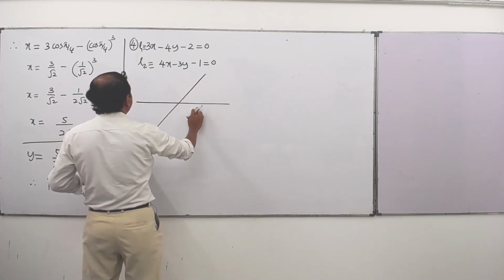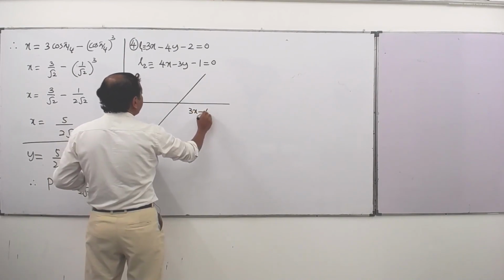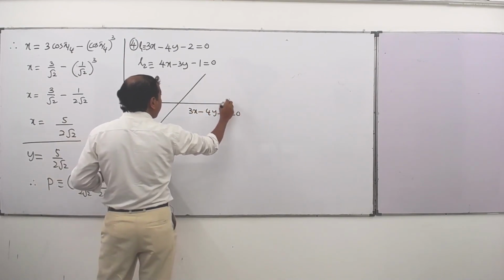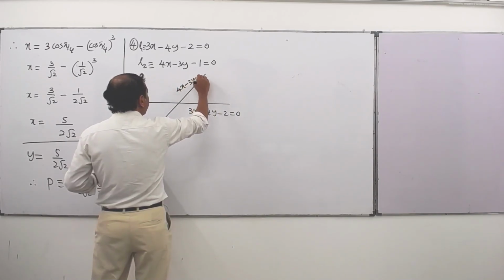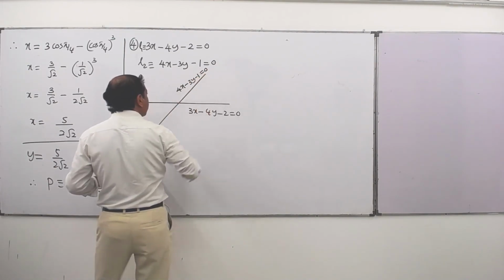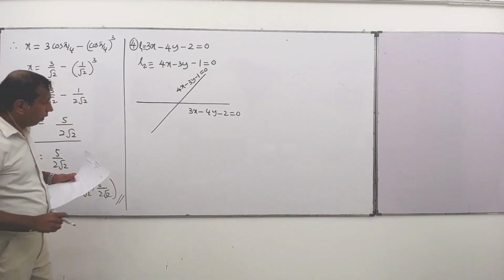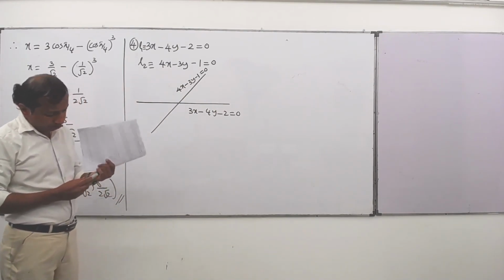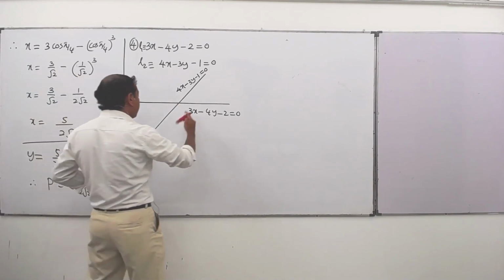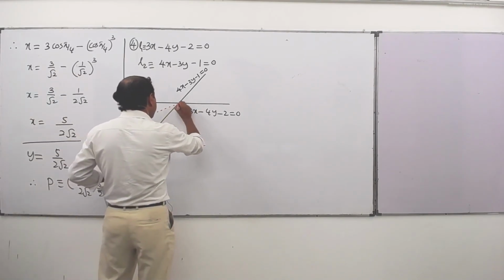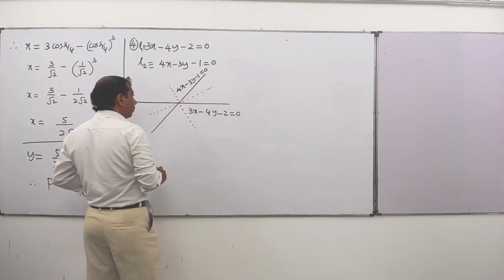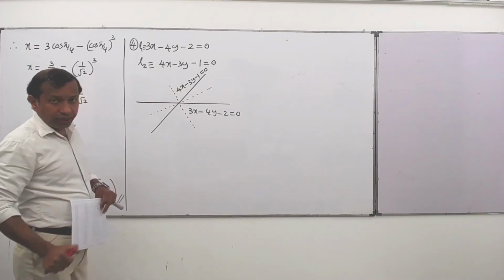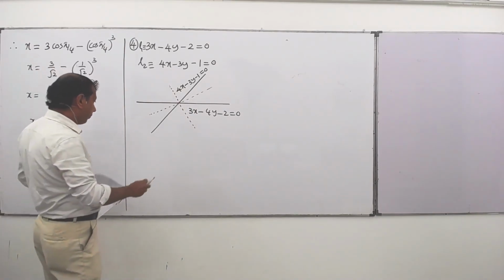Suppose this is our L1 line, 3x minus 4y minus 2 equals 0. This one, 4x minus 3y minus 1 equals 0. Right, no? Then you know the two bisectors come like this. One is this, the other one is this. Right? We know how to find these equations, people.